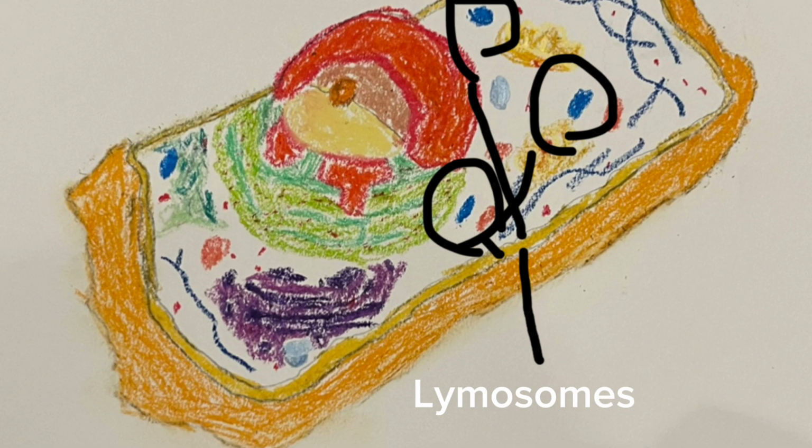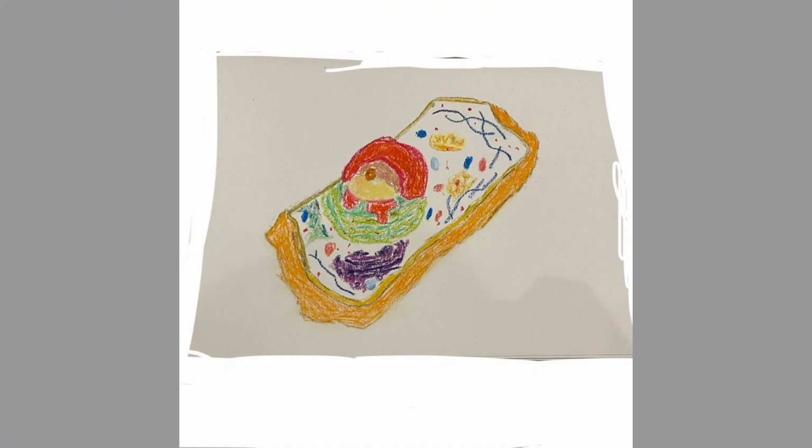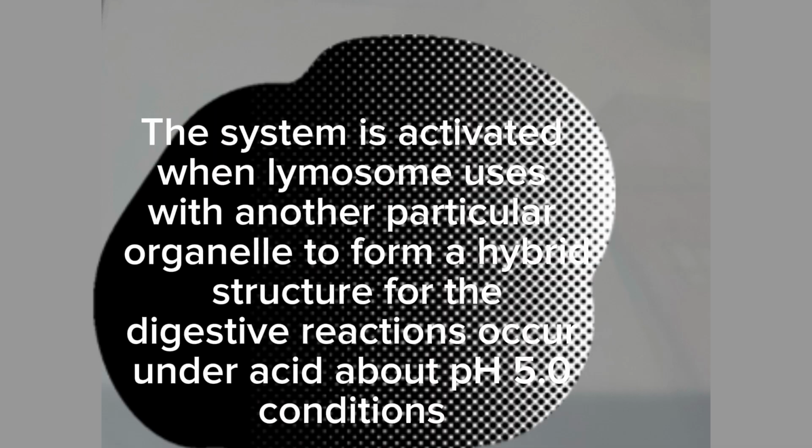Then the last one is the lisosomes. The lisosomes is a membrane-bound cell organelle that contains digestive enzymes. It is only found in animal cells. The system is activated when a lysosome fuses with a particular organelle to form a hybrid structure for the digestive reactions, which occur under acid, about pH 5.0, conditions.